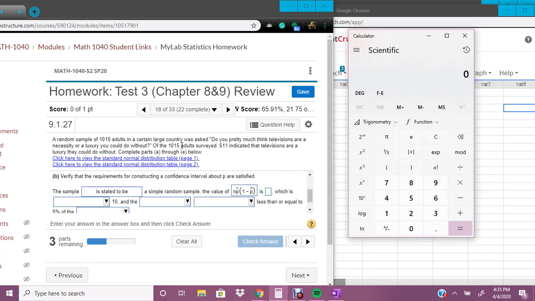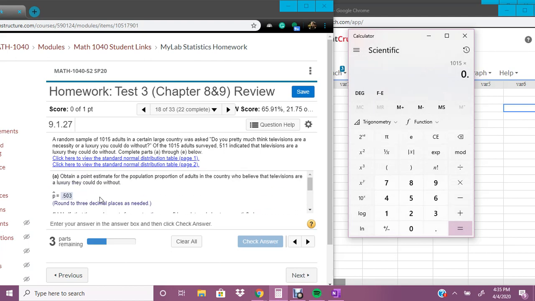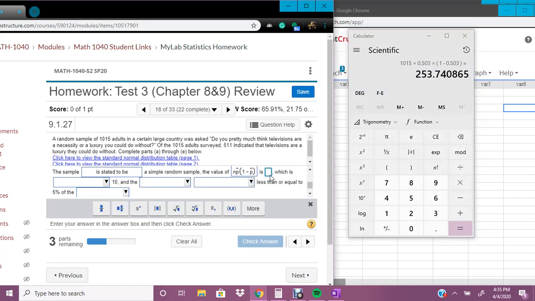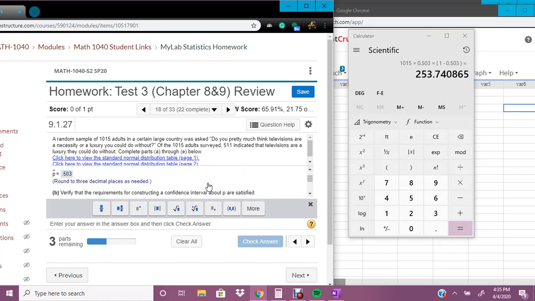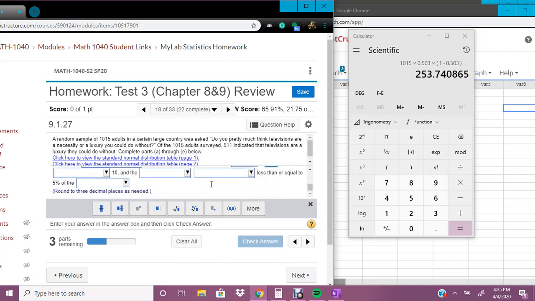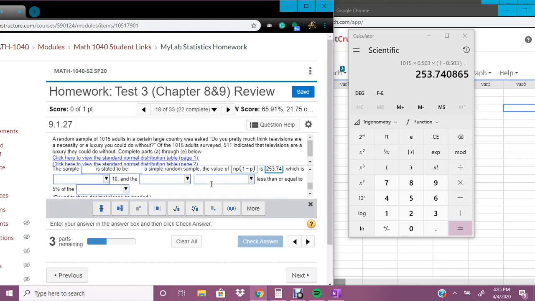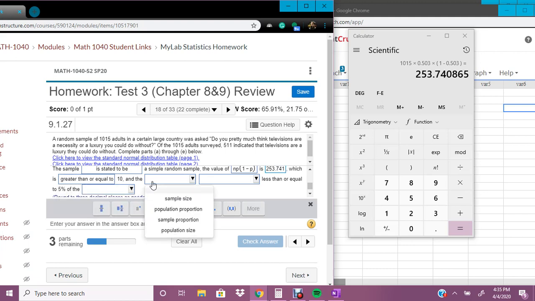So our n, once again, is that big number. And then that will be times our p, which is what we just found up here. And then we need that times parentheses 1 minus that same p value. And you type that one in right here. Let's see, what is our decimals? 3. Okay. Which is greater than or equal to 10.